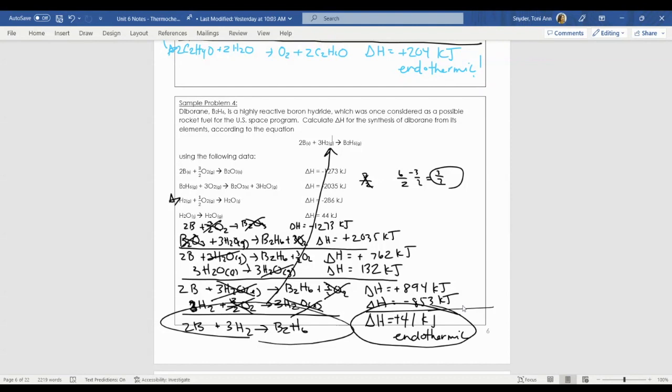This is what we call Hess's law. It doesn't matter how you get to the final answer; it's path independent. The overall reaction is just the sum of all those individual enthalpies, which is really what you need to know. I know this can be a little confusing. We will practice this in class, so do not fret.